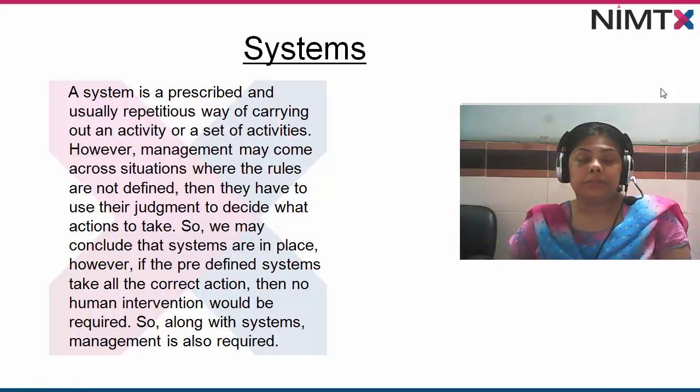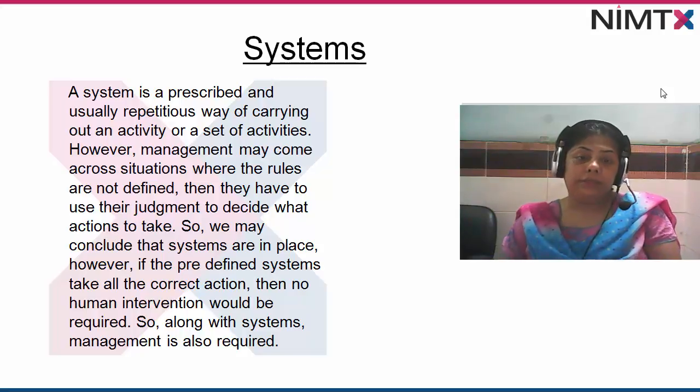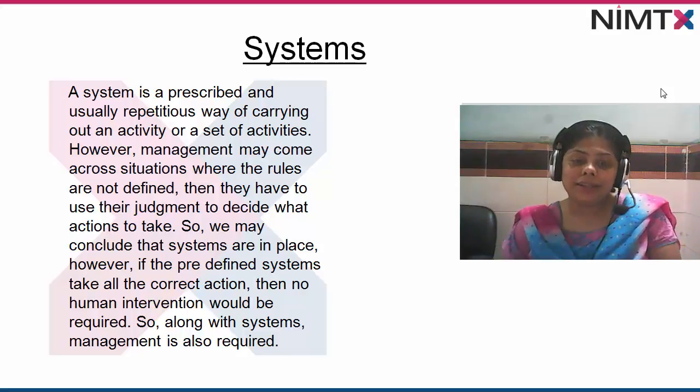Systems. A system is a prescribed and usually repetitious way of carrying out an activity or a set of activities. However, management may come across situations where the rules are not defined. Then they have to use their judgment to decide what actions to take. So we may conclude that systems are in place. However, if the predefined systems take all the corrective action, then no human intervention would be required. So along with systems, management is also required.